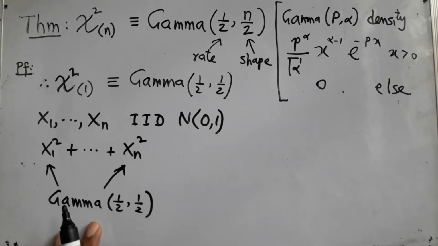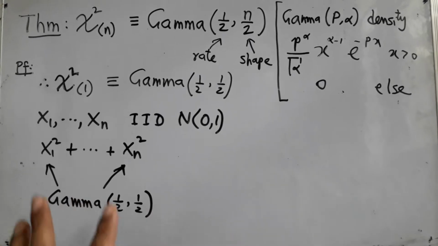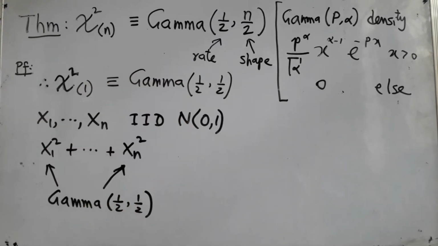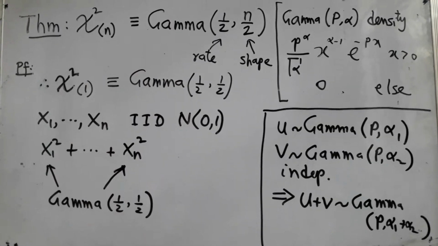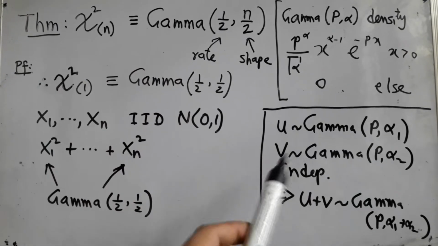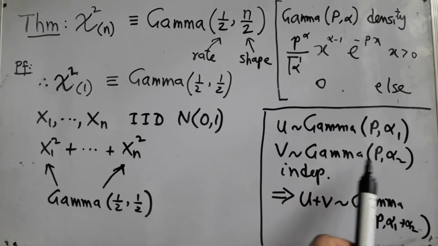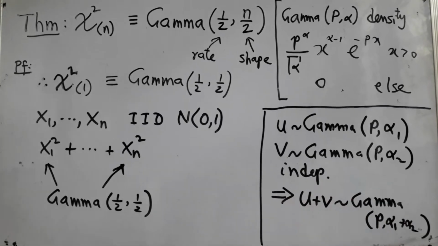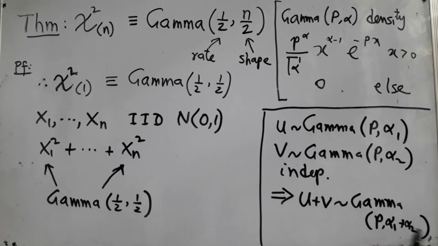Now we know from a result about gamma that if I have independent gammas and I am adding them up, and these independent gammas all have the same rate parameter, then their shape parameters will add up. If u and v are two random variables that are independent, u has distribution gamma p alpha 1, v gamma p alpha 2, same p in both the cases, then u plus v will have distribution gamma, same p, but alpha 1 and alpha 2 will add up.